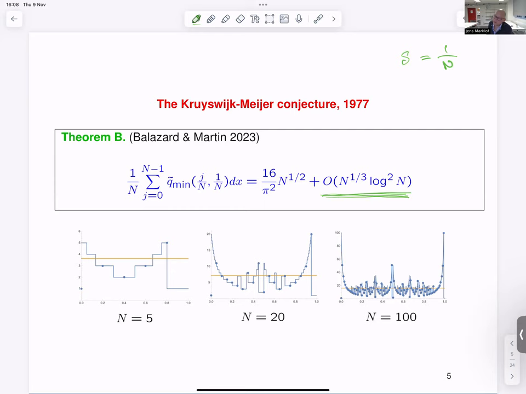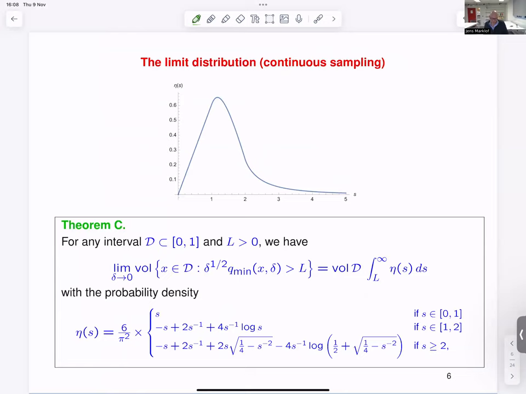Right. So we have the expectation value. And so a natural question is, well, do we understand the whole distribution of our smallest denominators? And here is a theorem that says, yes, we do. And the limit distribution is given by this nice formula here.